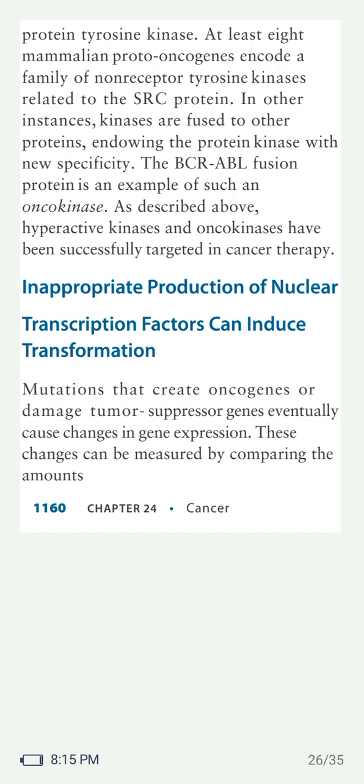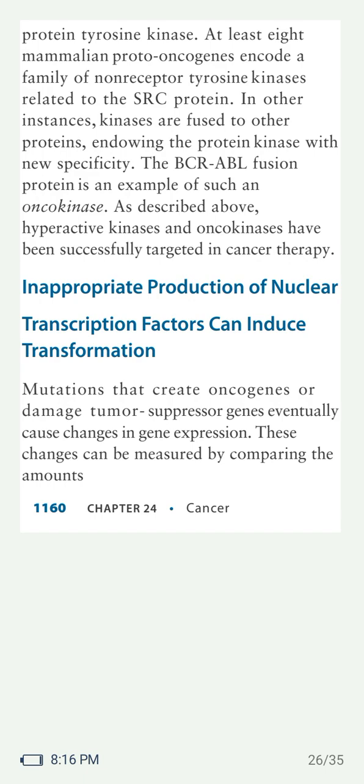In other instances, kinases are fused to other proteins, endowing the protein kinase with new specificity. The BCR-ABL fusion protein is an example of such an oncokinase. As described above, hyperactive kinases and oncokinases have been successfully targeted in cancer therapy. Then, inappropriate production of nuclear transcription factors can induce transformation.